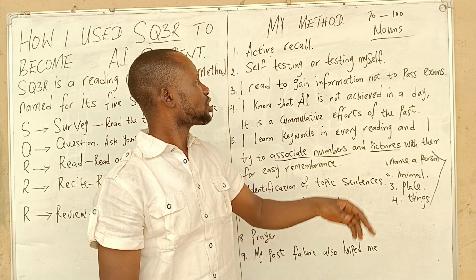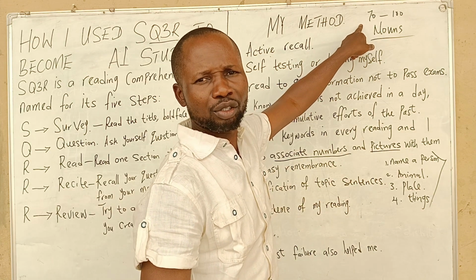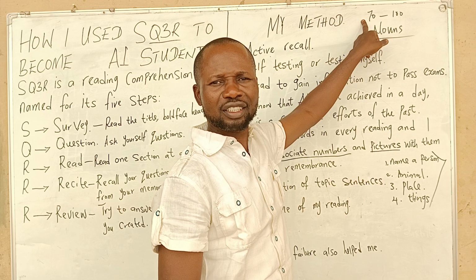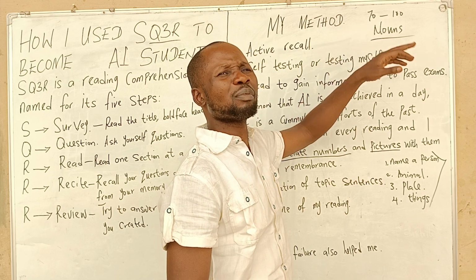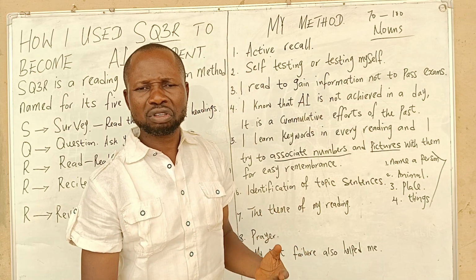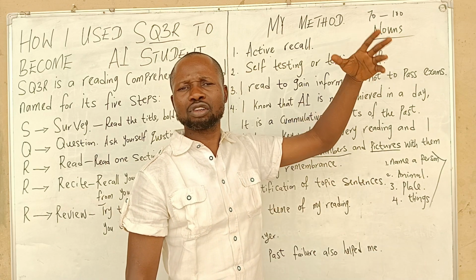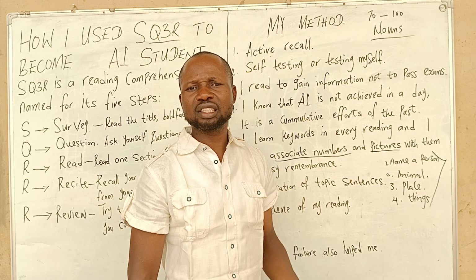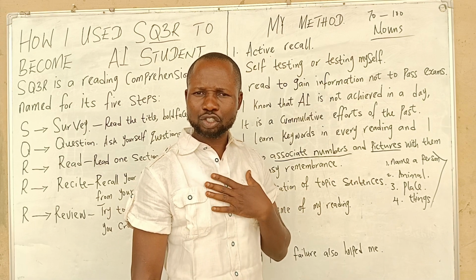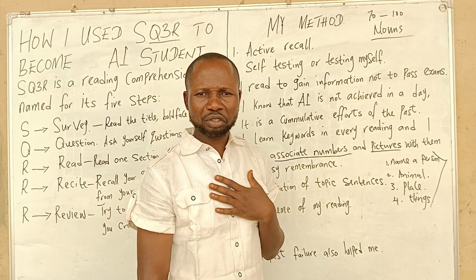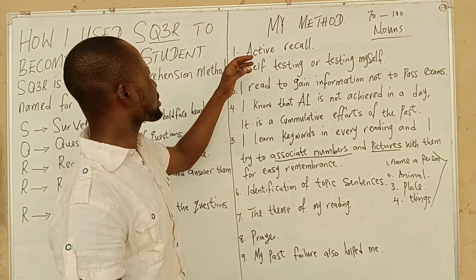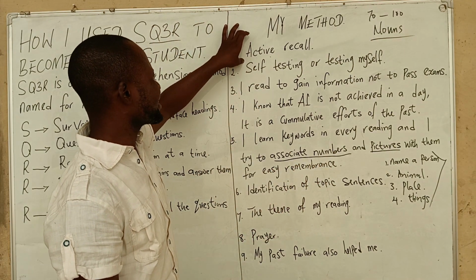Yes. So it takes only 70 to become an A1 student. So you don't even need to be struggling, oh, I must get 100 over 100. No, once you're able to get 70, 71, 72, 73, anybody that has 100, you and the person, you are the same. That is the way I believe, and it works for me. So now, first thing in my method is active recall.